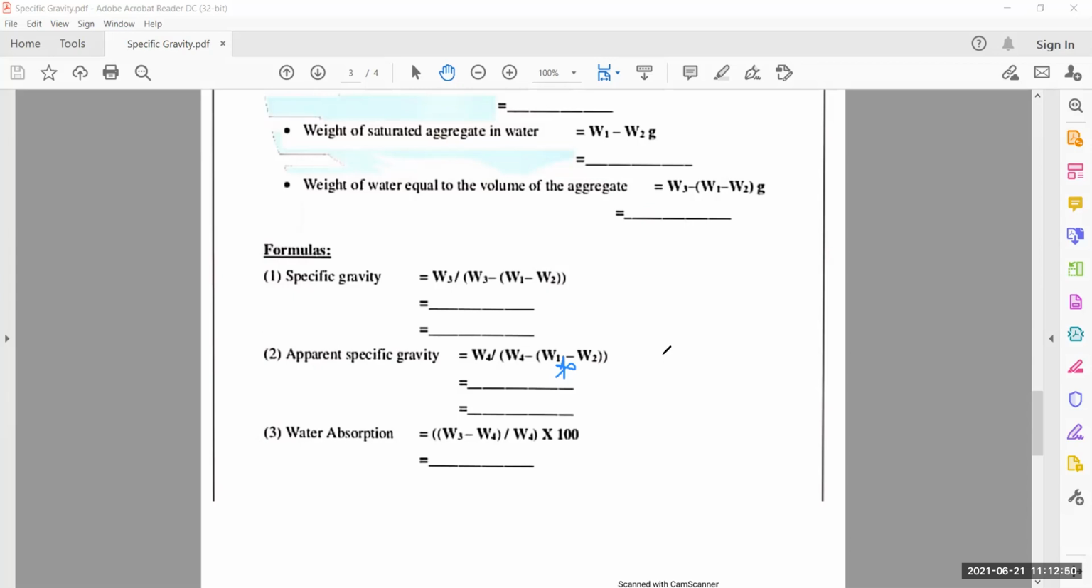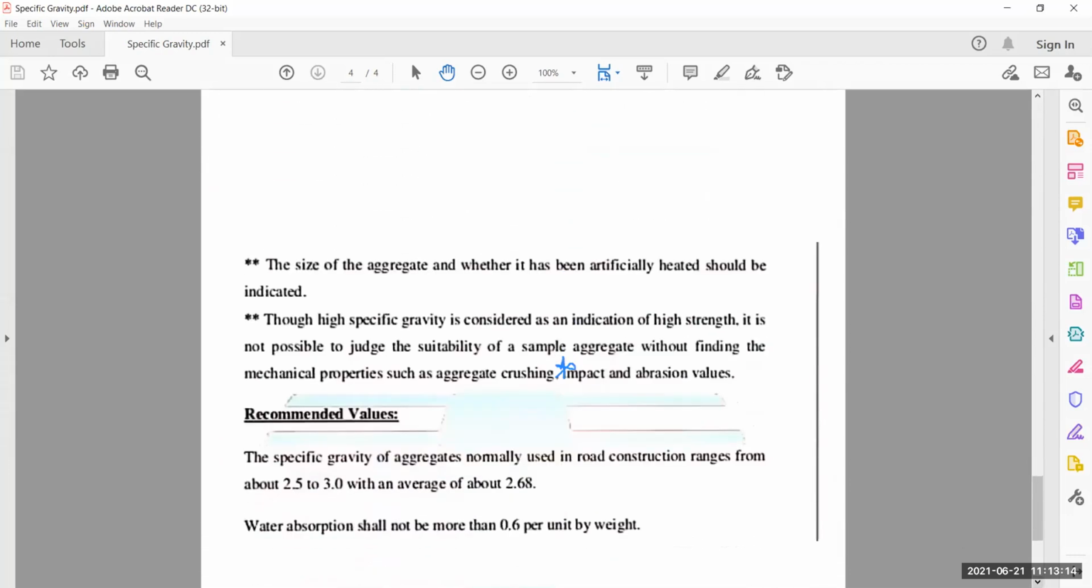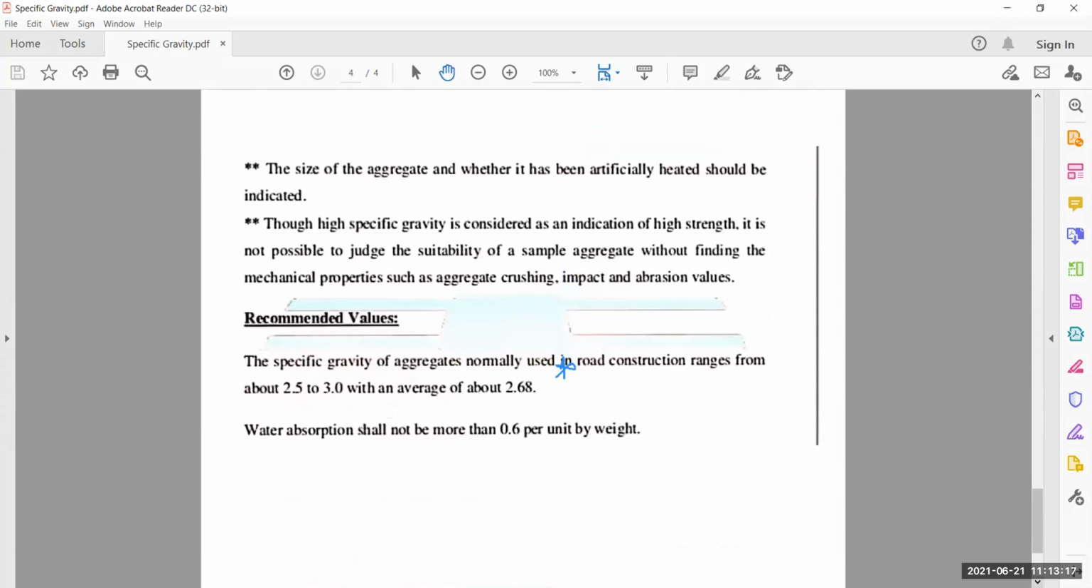So for strength test, we also find our crushing strength test of aggregate. Next, a slightly higher value of porosity may be acceptable for aggregates used in bituminous pavement construction if the aggregates are otherwise found suitable. So these are the points which we keep in mind during the testing. The size of aggregate and whether it has been artificially heated should be indicated. The high specific gravity is considered as an indication of high strength.